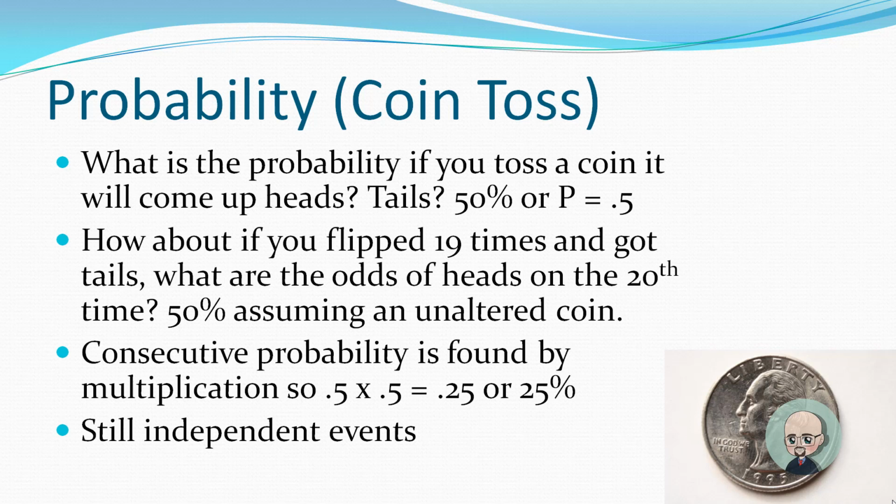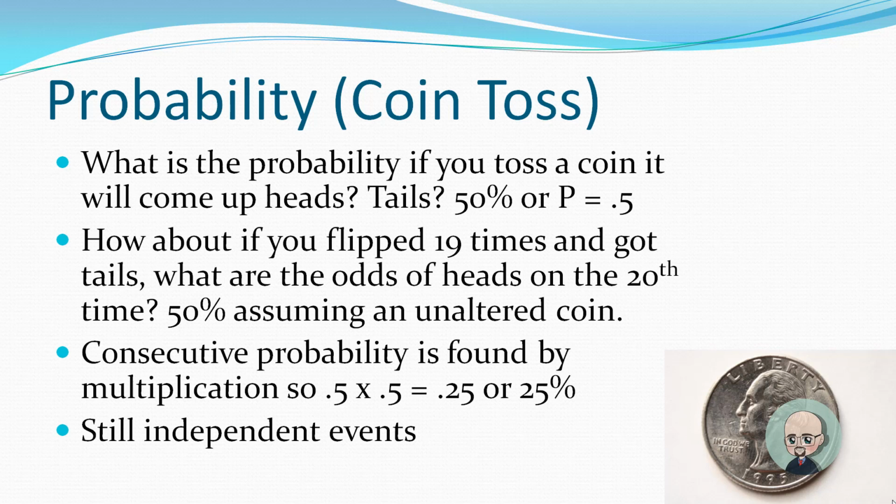Consecutive probability is found by multiplication. So we have the chances 50% or P equals 0.5. We multiply and we get 0.25 or 25%. That's the chance I'll turn up heads 2 times in a row.